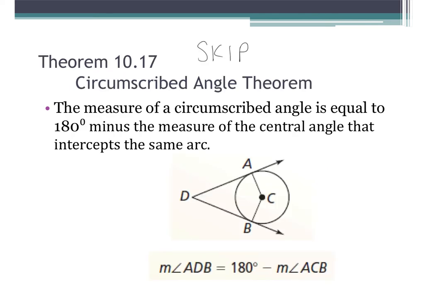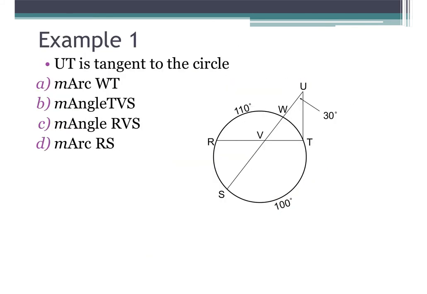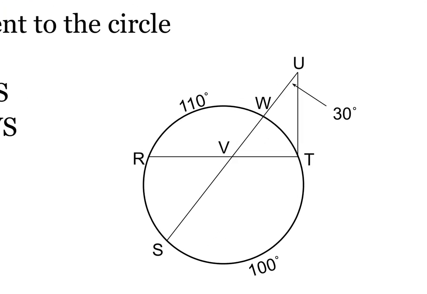All right, we're skipping this slide and let's get to the examples. Okay, so in example 1, we're going to apply every single thing we learned in this lesson, okay? So UT is tangent to the circle. We want to find the measure of the arc WT, and that is this arc right here. We want to find the measure of the arc WT.